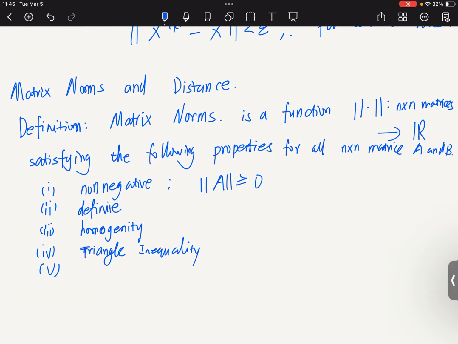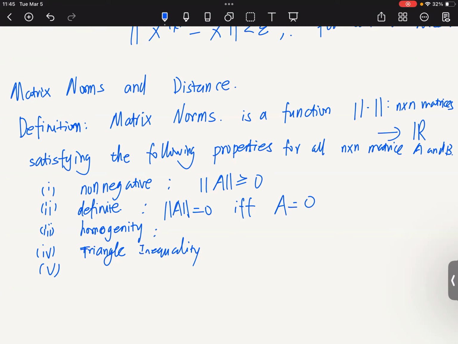So for any n by n matrix A, the function of A should be non-negative and definite. It means that the norm of A equals 0 if and only if A is the 0 matrix, meaning its entries are all zeros. So this is the definite property.